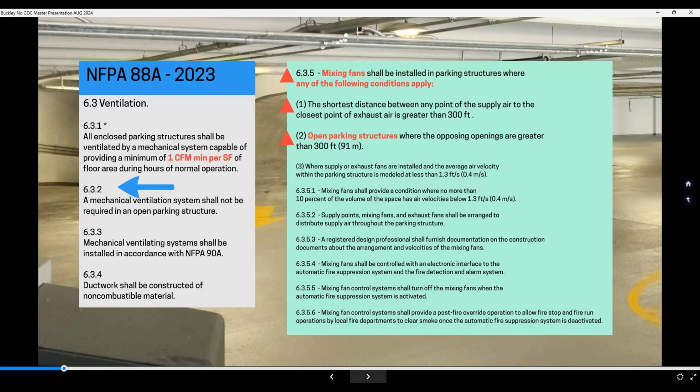So if you have a parking structure that is partially enclosed, or you would consider it enclosed, but meets the minimum requirements by typical standards to not require mechanical ventilation prior to the 2023 iteration, it now says that even though you meet those minimum standards, if the opposing openings, fresh air, if those opposing openings are greater than 300 feet or 91 meters, you also must now include booster fans, mixing fans, we call them jet fans, in this application. So I'm not going to go through the entire amendment or every point. I'm just pointing this out for you to be aware as you move forward with design.